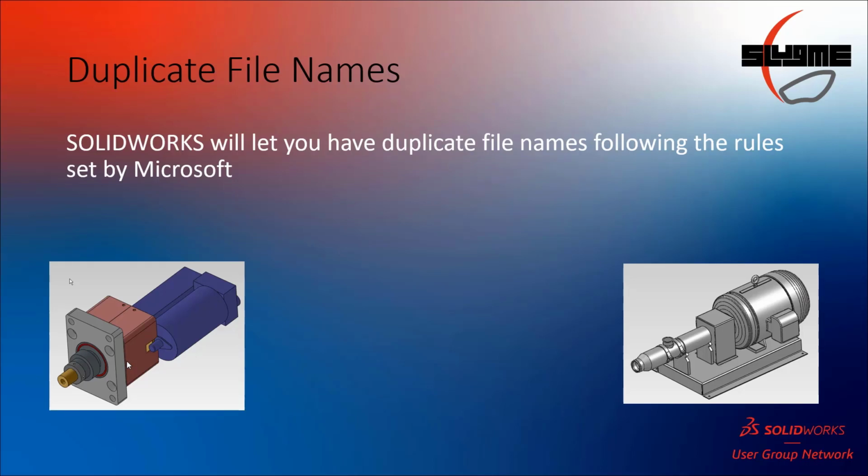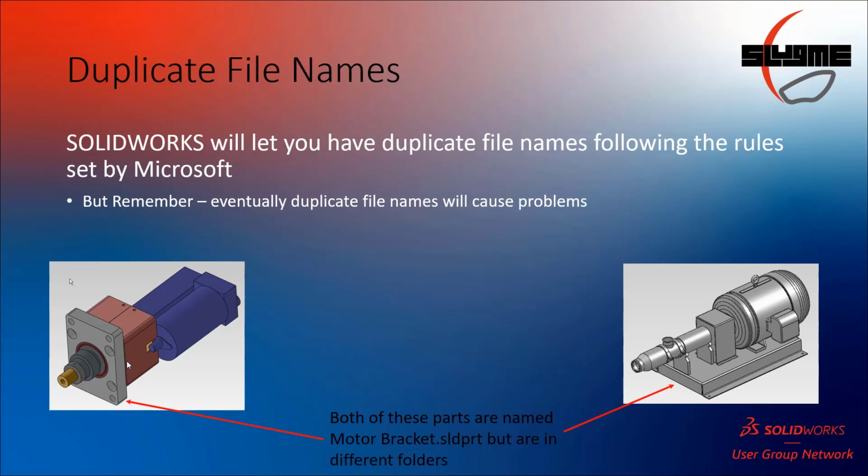SolidWorks will let you have duplicate file names by using the rules set by Microsoft. So if you're not in a vault that prohibits duplicate file names, I can have both of these called motor bracket SLDPRT. They're obviously quite different. I'm not in a vault, and I'm in two different folders. SolidWorks will happily let me do that by following Microsoft's rules.